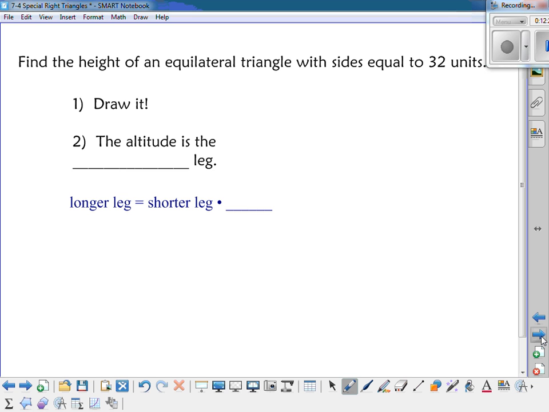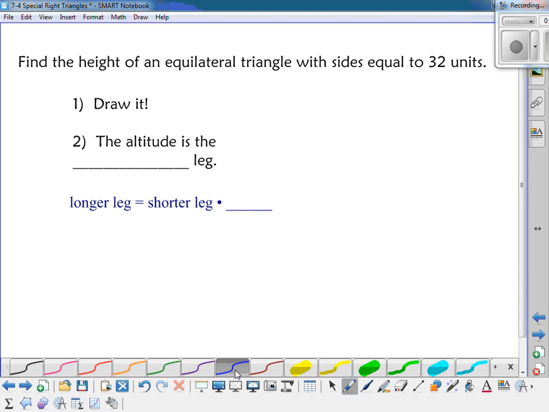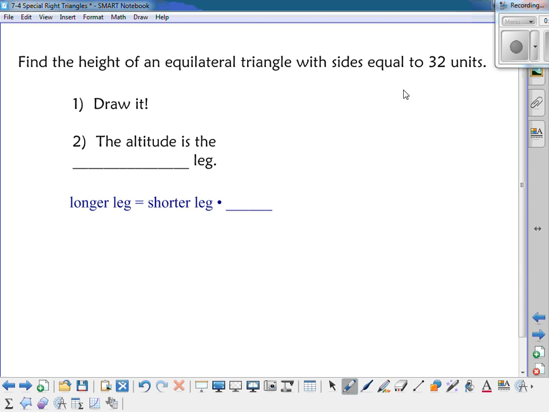All right, one last example here. You may have to use your special right triangles to find the height of an equilateral triangle, or eventually find the area also. But for this example, we'll just stop with finding the height. So the first thing I want you to do is draw it, because doing it in your head is just going to more than likely lead to mistakes. So the first thing I'm going to do is draw my equilateral triangle with sides equal to 32. And then I draw the altitude. That's what I'm trying to find. When I draw the altitude, I cut the base in half. So in my picture here, the altitude is actually the longer leg.